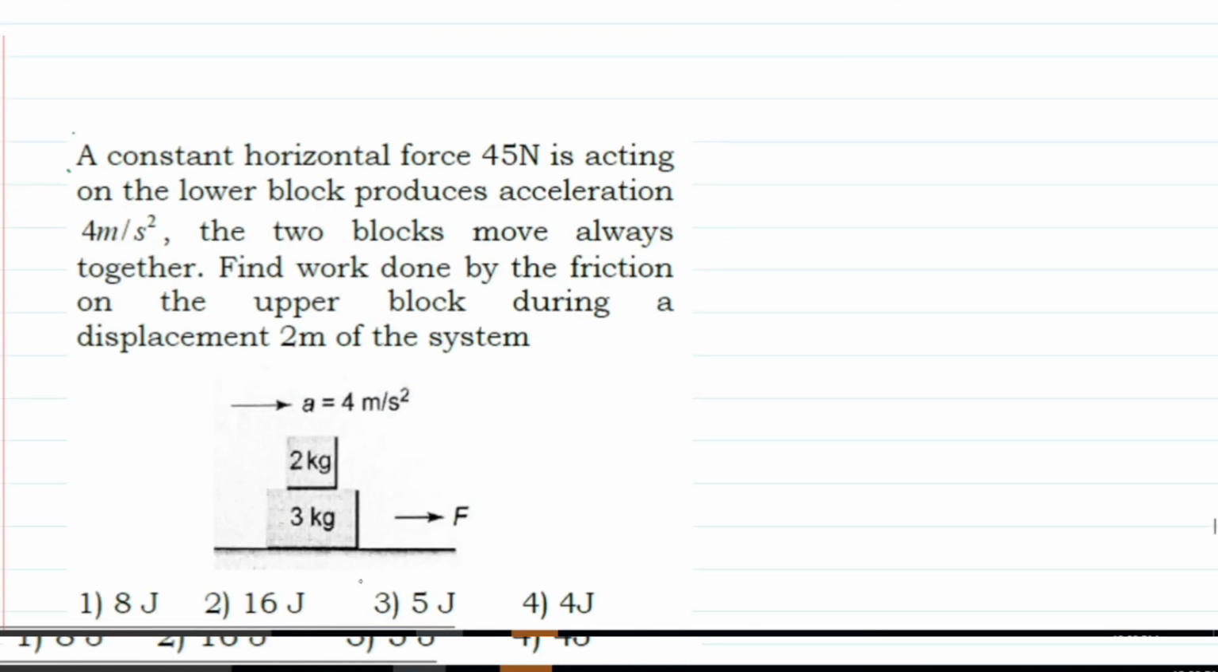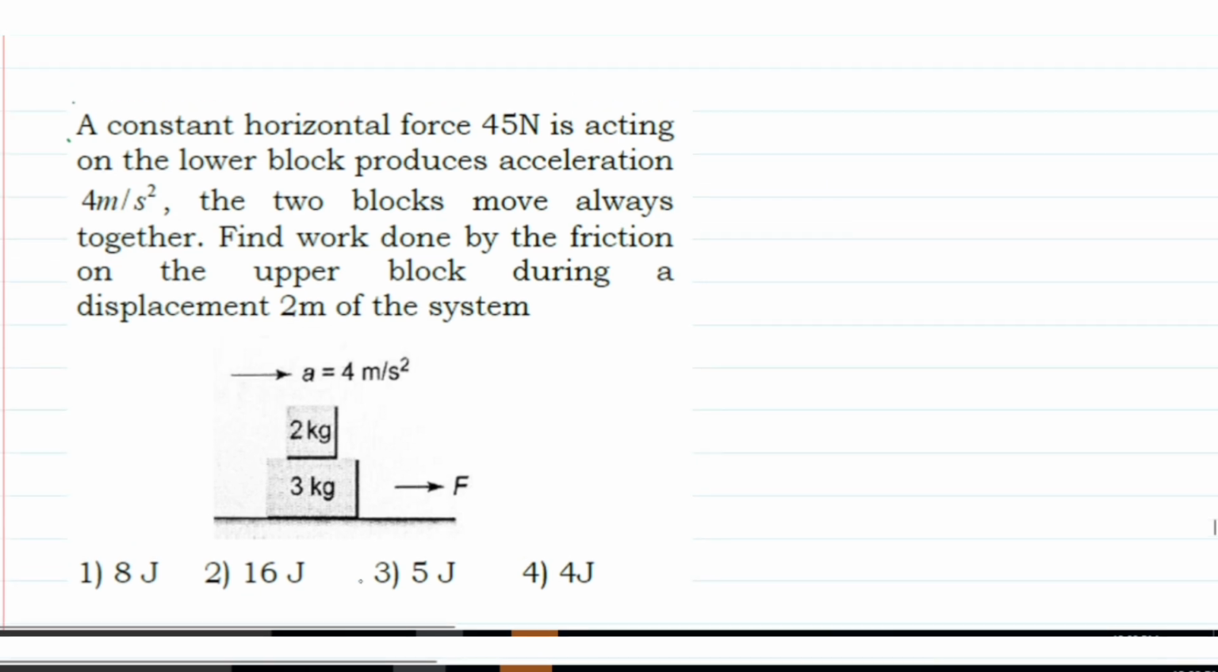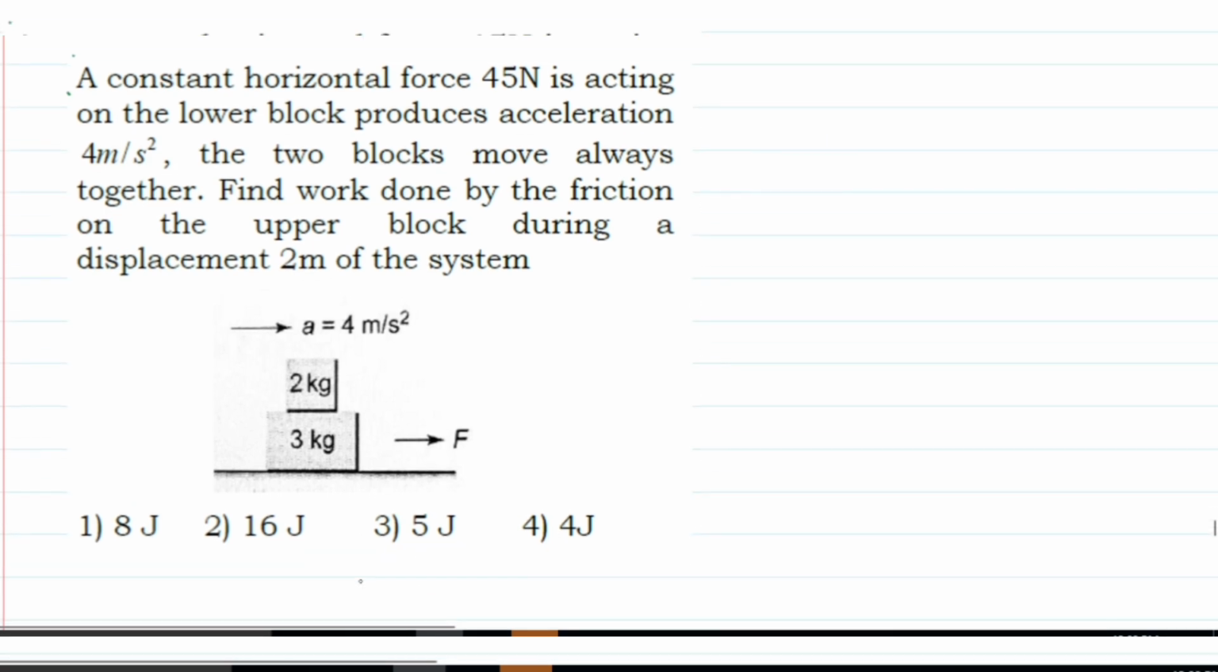Let us see the next question. A constant horizontal force of 45 Newton is acting on the lower block. It produces an acceleration of 4 meter per second square. The two blocks move together, it's given. Find the work done by the friction on the upper block during the displacement of 2 meter of the system.